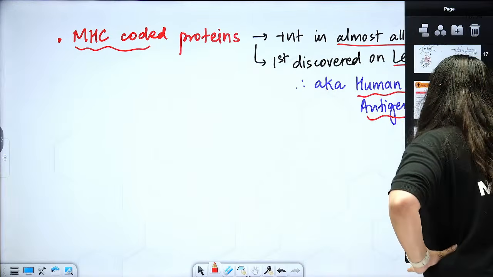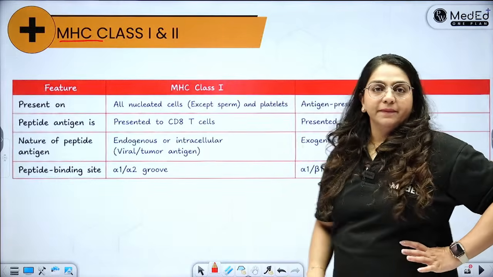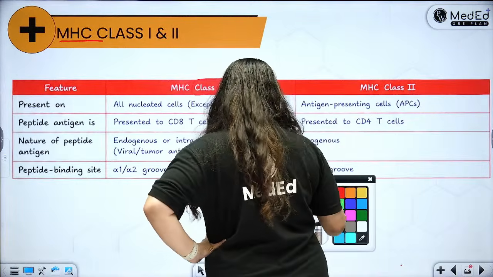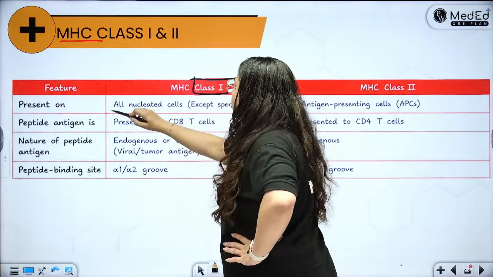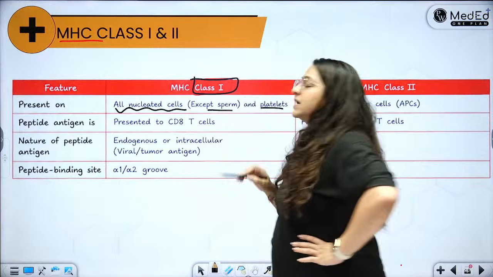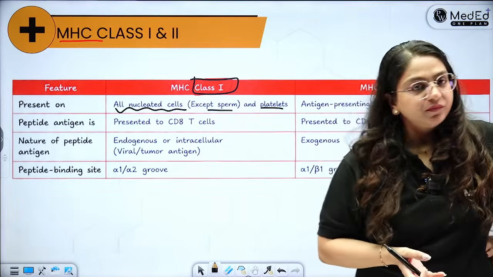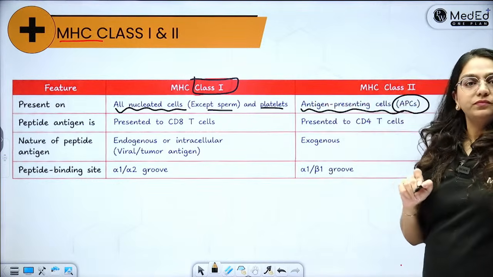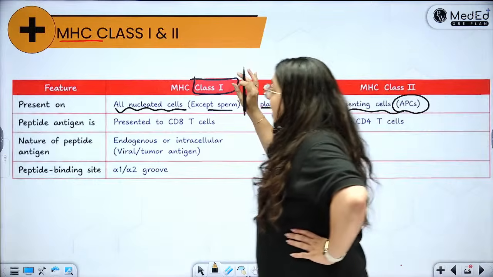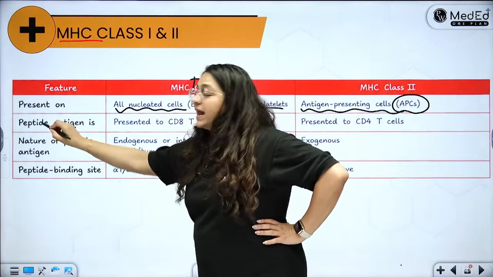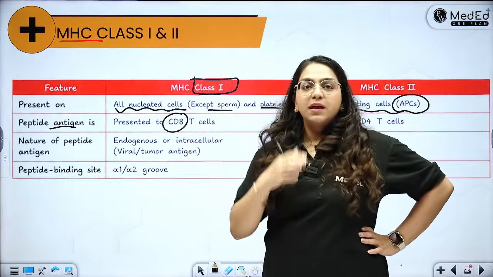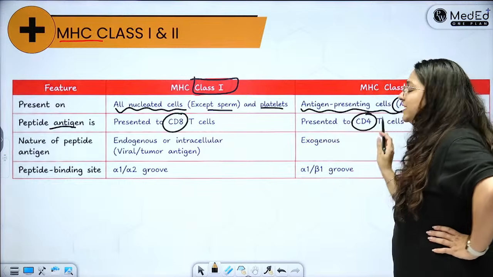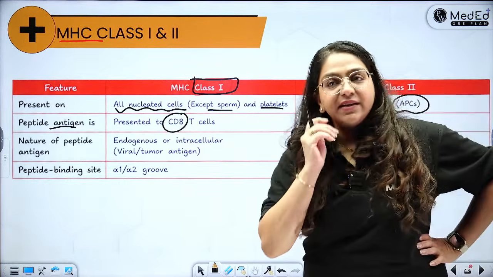So when we differentiate MHC 1 or 2, we know that MHC class 1 is present on all nucleated cells except sperms, and it is also present on the platelets. Whereas MHC class 2 is only present on the antigen presenting cells, right? The class 1 presents the peptide antigen to the CD8 T cells, because 1 into 8 is 8. And the MHC class 2 presents the antigen to the CD4 T cells, because 2 into 4 is 8. We have just seen it.